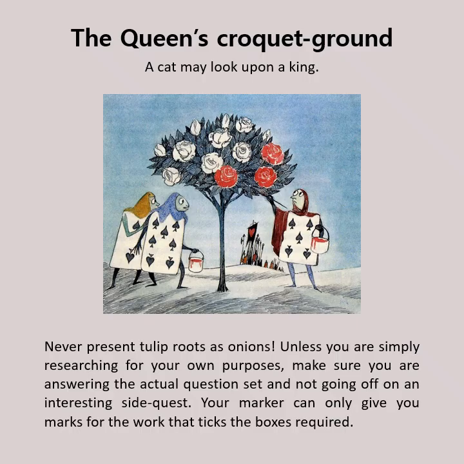She's invited to play croquet, but the mallets are flamingos, the balls are hedgehogs who keep crawling away, and the hoops are soldiers who keep walking off to other parts of the ground. Lesson 8 is never present tulip roots as onions, or rather read the instructions and jump through the required hoops. The Queen's game of croquet is a chaotic spectacle, lacking in reason or fairness. It's a manifestation of the Queen's tyranny and unchecked power.